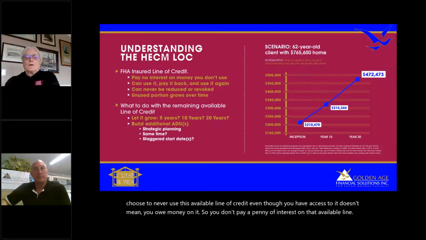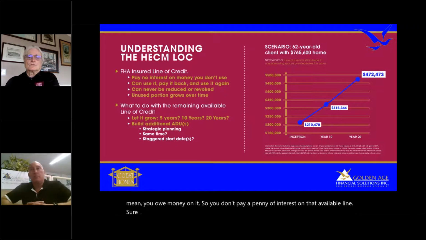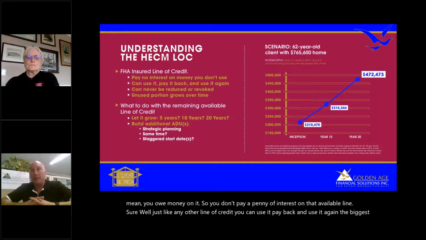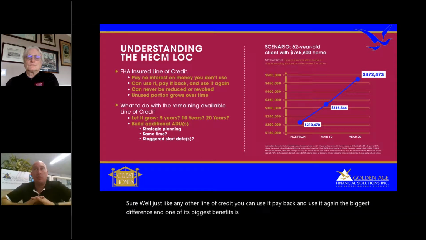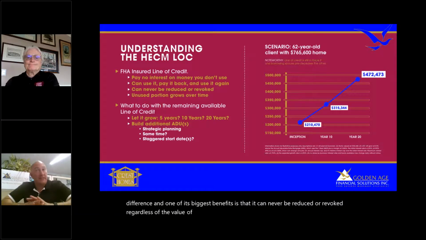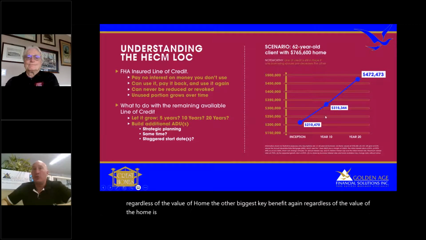Can you tell us a little more about how the HECM line of credit actually works in terms of use? Sure. Well, just like any other line of credit, you can use it, pay it back, and use it again. The biggest difference, and one of its biggest benefits, is that it can never be reduced or revoked, regardless of the value of the home. The other biggest key benefit, again, regardless of the value of the home, is that this unused portion grows over time.